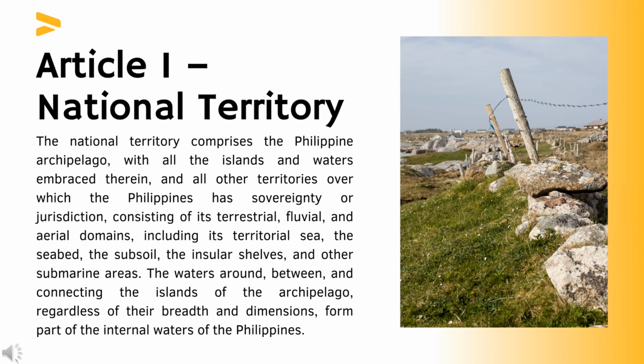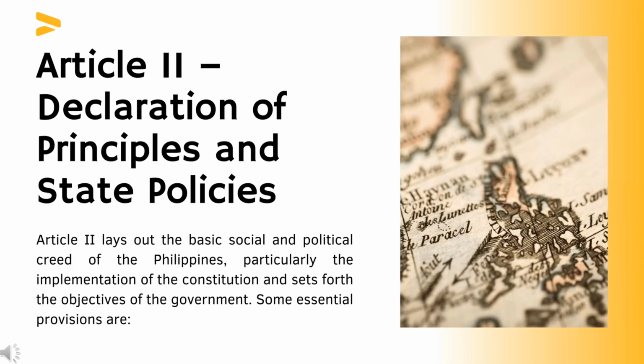Article 1. National Territory. The national territory comprises the Philippine archipelago, with all the islands and waters embraced therein, and all the territories over which the Philippines has sovereignty or jurisdiction, consisting of its terrestrial, fluvial, and aerial domains, including its territorial sea, the seabed, the subsoil, the insular shelves, and other submarine areas. The waters around, between, and connecting the islands of the archipelago, regardless of their breadth and dimensions, form part of the internal waters of the Philippines.